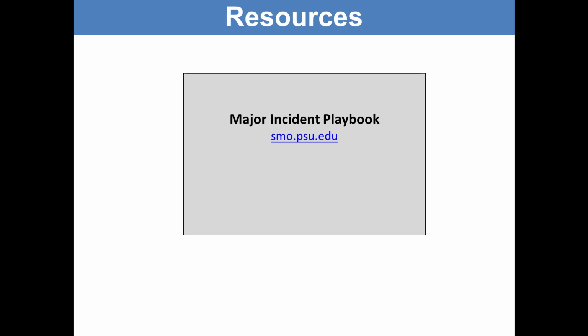Before we wrap up this video, I want to share a few important resources. You can find a copy of the Major Incident Playbook on the Service Management Office website at smo.psu.edu. This playbook includes specific details for all roles involved in the major incident process and links to the documents we viewed on the slide presentation. On this page, you will also find a link to a document for IT staff containing frequently asked questions. A list of business critical service contacts names are included in this document.